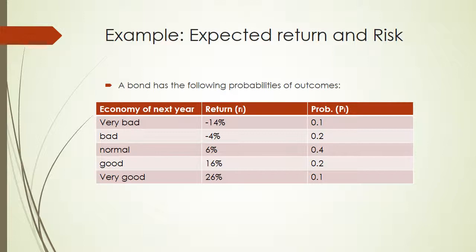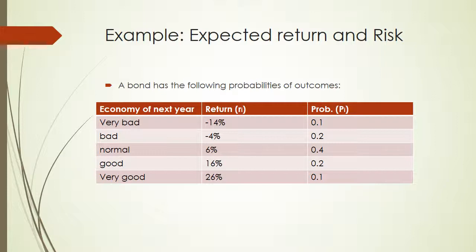The probability is 20%. When the economy is normal, the return will be 6% and the probability is 40%. The economy could be bad, and the return will be negative 4% and the probability is 20%. The economy could be very bad and the return will be negative 14% and the probability is 10%.